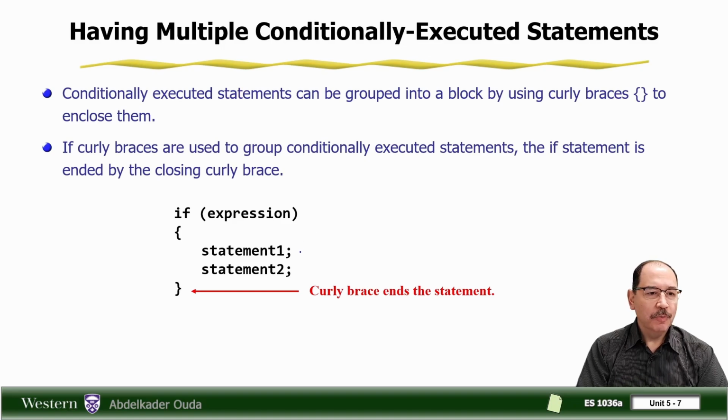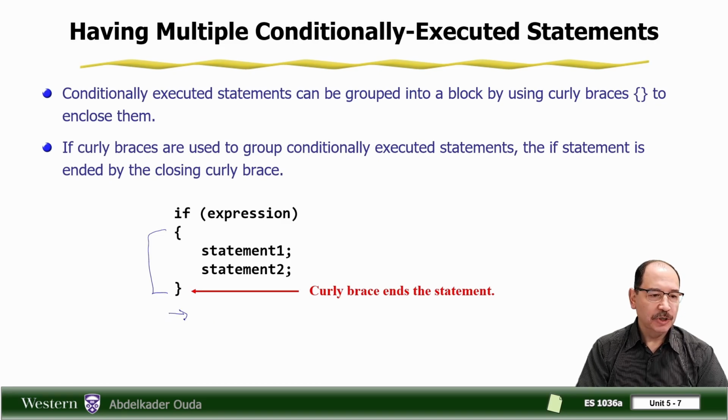Sometimes we need to execute more than one statement when the value of this expression is true. To do so, we write a block of statements, which is simply enclosed between two curly brackets. So when we have statement 1 and statement 2 between these two curly brackets, they form one block of statements. If the expression is true, both statement 1 and then statement 2 will be executed. However, if the value of the expression is false, statement 1 and statement 2 will be skipped.